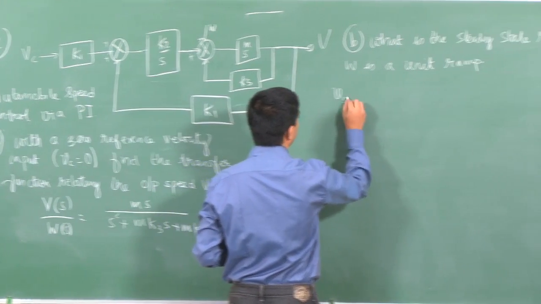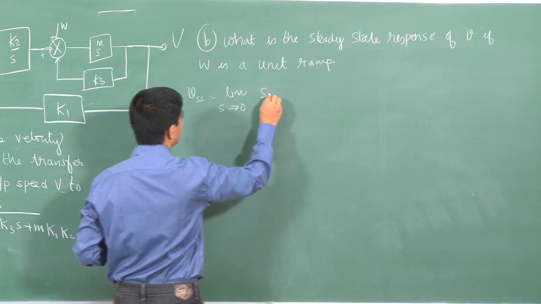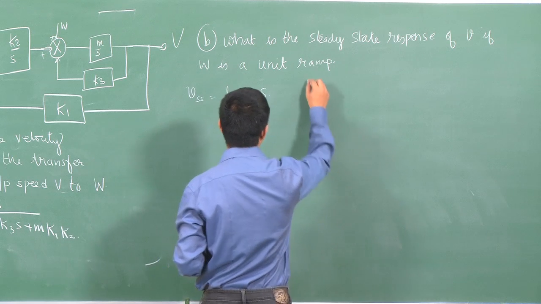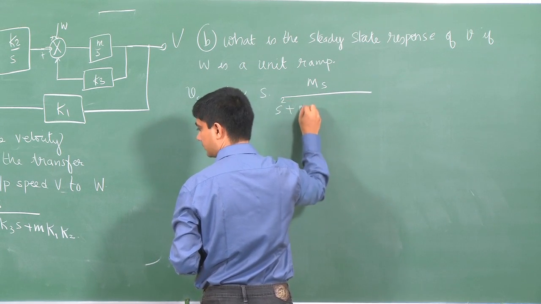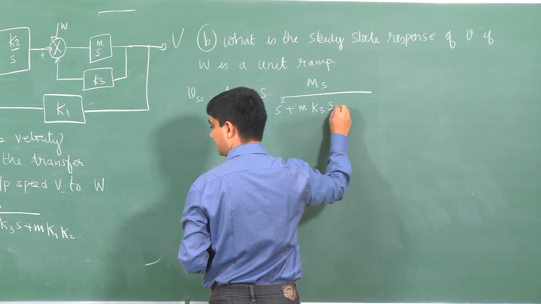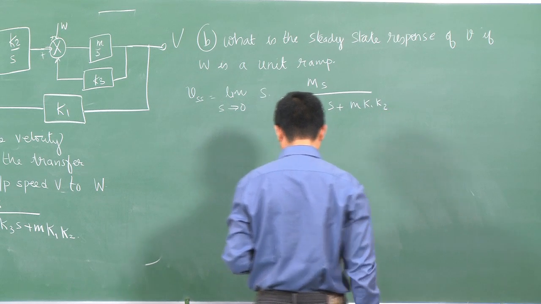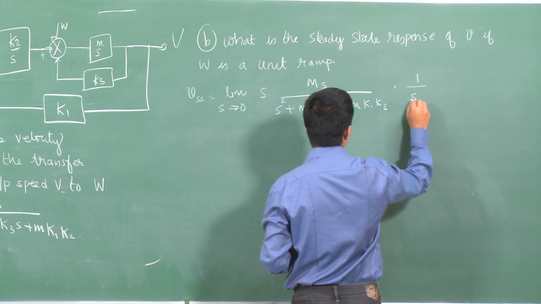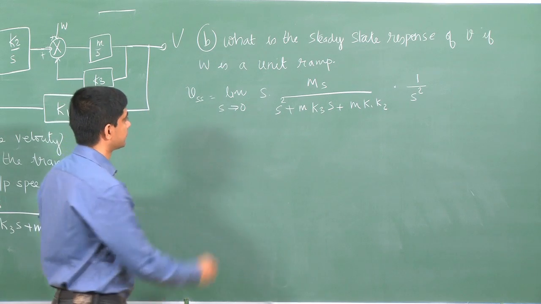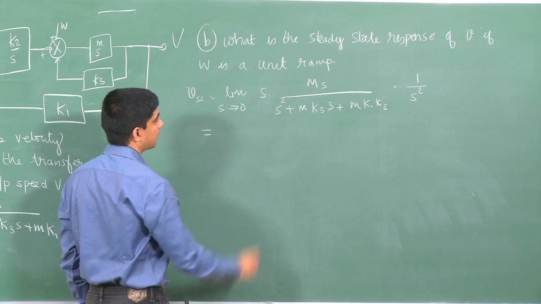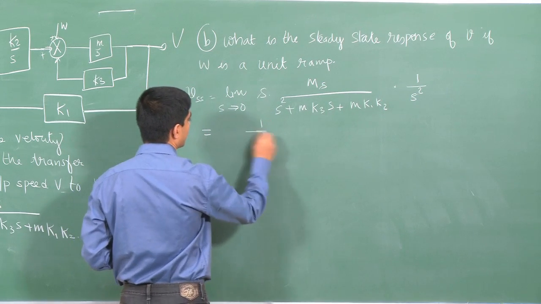So, well, typical formula Vss is limit S going to 0 S times V of S. What is V of S? This is Ms over S square plus M K3S plus M K1 K2 over or multiplied by 1 over S square. Okay, so this will turn out to be, so this will go away. I am just left with 1 over K1 K2.